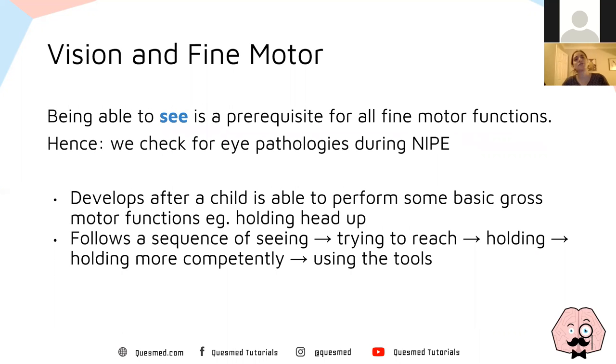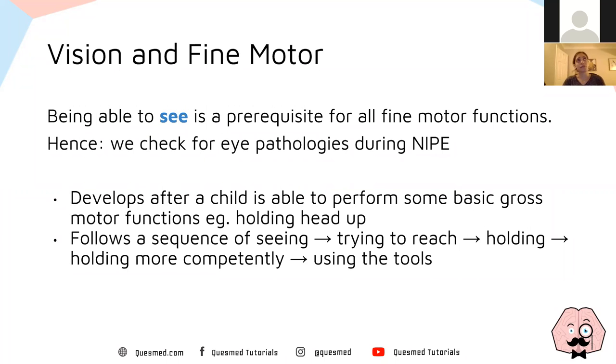So like I mentioned, when it comes to fine motor development, we group it together with vision because they really go hand in hand, pun intended. Being able to see really is a prerequisite for all fine motor functions. It kind of makes sense. And that's why when we do the newborn examination, there's a whole dedicated section just looking at baby's eyes.